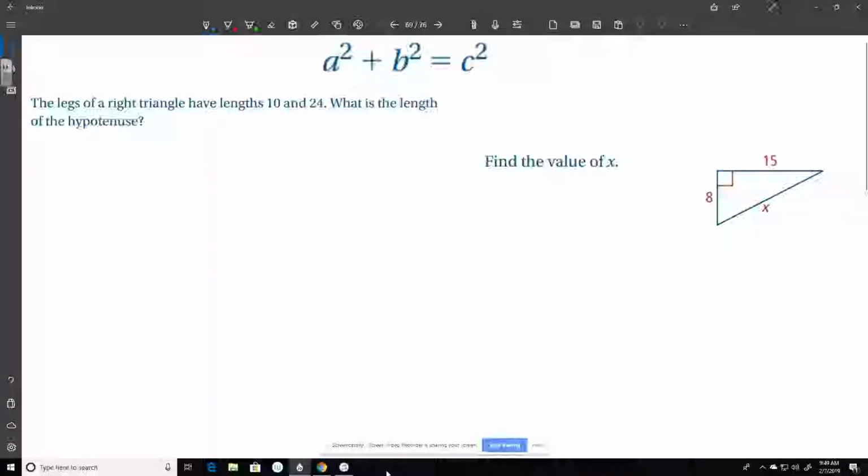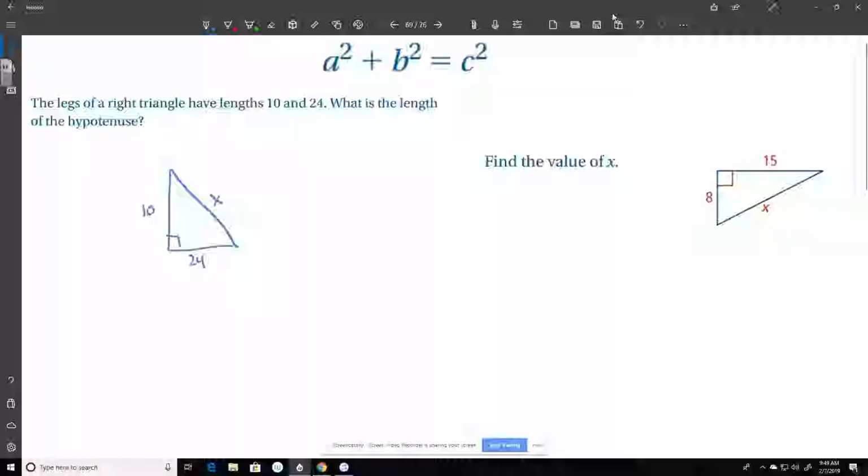In a right triangle, a lot of times we don't know all the sides. So in this problem, it says the legs of a right triangle have lengths 10 and 24. What is the length of the hypotenuse? Well, first of all, I'm going to draw a picture because it bothers me not to know what I'm looking at. So I have a right triangle, and I know I'm looking for the hypotenuse. I have a leg that is 10 long and another leg that is 24 long. What is the length of the hypotenuse?